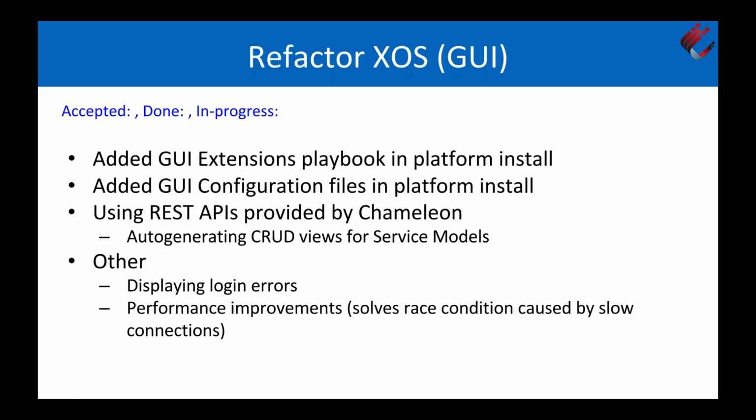And as Scott mentioned, we moved to use the Chameleon REST API instead of the XOS REST API. So we are now able to generate CRUD views for all the models that are loaded in the service at any time, including service models. And we took care of some other small bugs like catching login errors and doing some performance improvements. Basically, because I noticed that there was a race condition when we were connecting through a slow internet connection. And that's it.